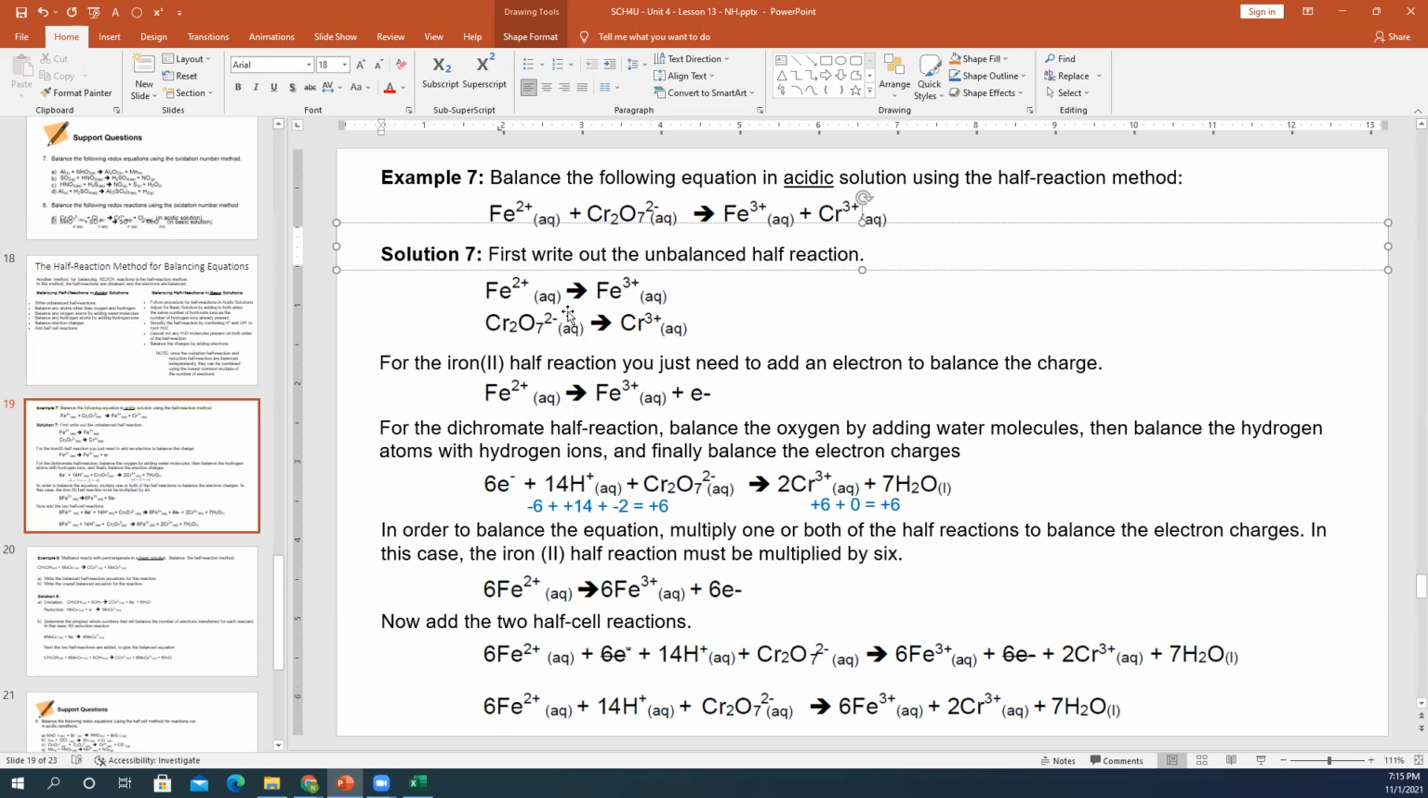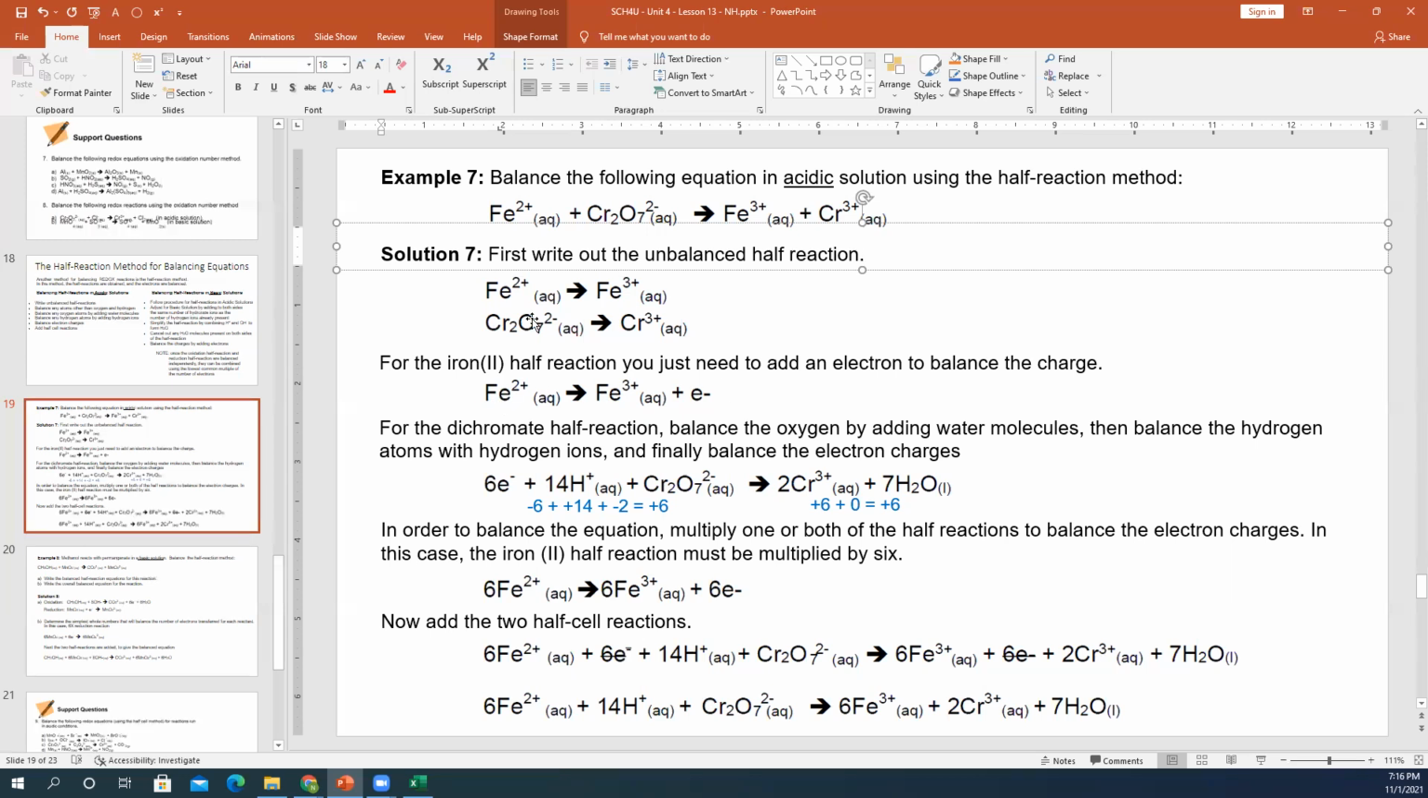Now for the iron 2 half reaction, you just need to add electrons to balance the charge, right? It's pretty simple. It's pretty straightforward. How do you go from this Fe with a charge of 2+ to Fe with a charge of 3+? Well, you have to lose one electron to raise your charge to be even more positive. So it would be Fe2+ goes to Fe3+ plus an electron. So you add an electron to this side, and that balances out the charge, no problem.